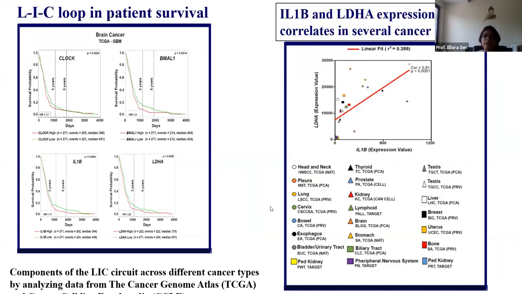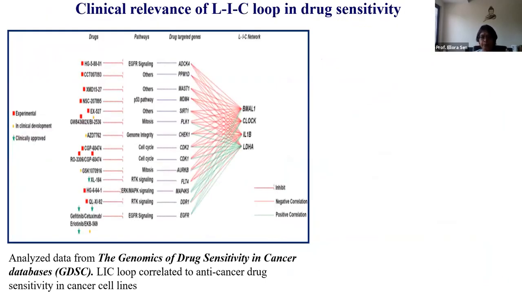And I'm not sharing the data, but what I'm showing is that this LIC circuit, the lactate, IL-1 and clock circuit, is present across cancers, except hematological malignancies, in all solid tumors. And what does that mean now?